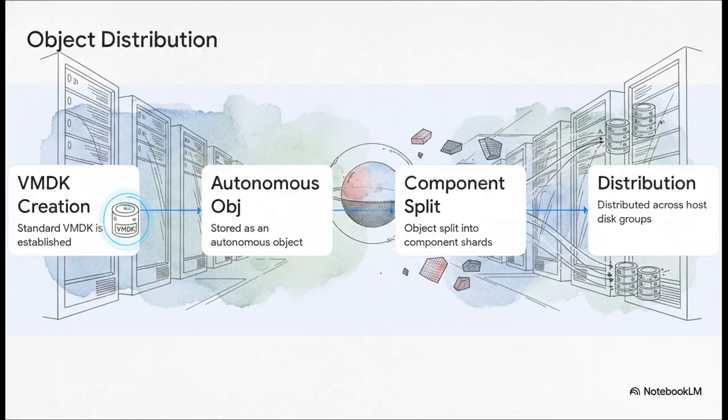First, your standard VMDK is established, but step two, instead of shoving this into a monolithic file system, vSAN treats the VMDK as a completely autonomous object. Step three, that object gets sliced up into discrete component shards based on whatever resilience requirements you set. And finally, step four, those shards are intelligently distributed across various disk groups on different hosts throughout your cluster.